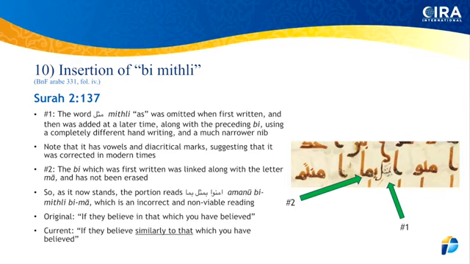Now, the word bimithli was omitted, and if you look at the slide, at the arrow number 1, you can see where bimithli has been added, obviously at a later date. What does bimithli mean? Like, as, or similar to. In the original, it used to say, if they believe in that which you have believed. That's without the bimithli. Now that they put bimithli there, it says, if they believe similarly to that which you have believed. So you say, okay, so what? Why is that such a big problem?